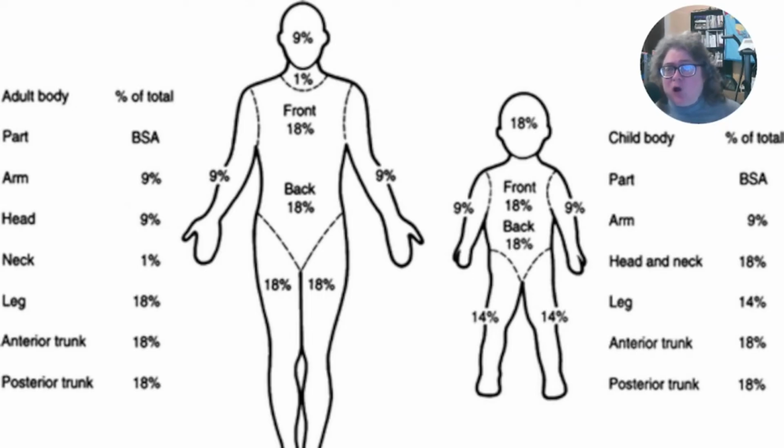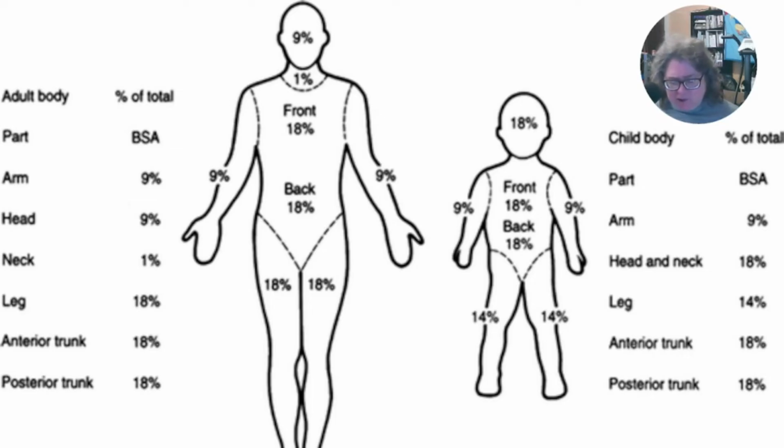For the adult, the top of the arm is 4.5%. The back of the arm is 4.5%. 9% total. And the legs, including the feet, are 18%. All right, so let me repeat that. Are we ready? The arm is 9%. The head is 9%. The legs are 18% apiece.